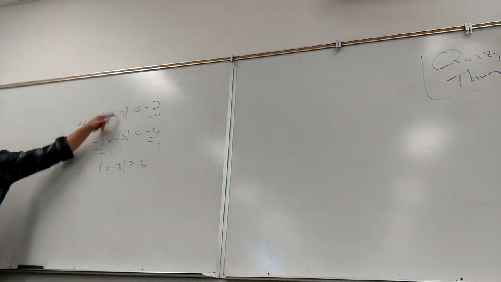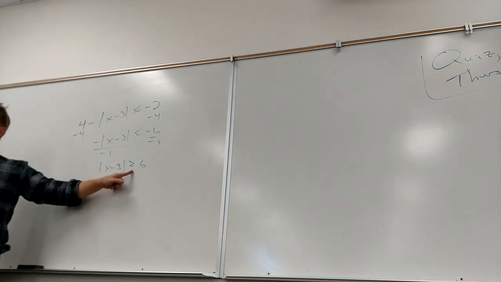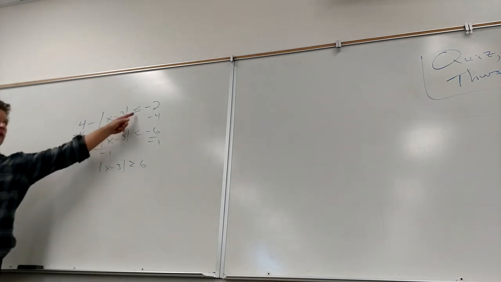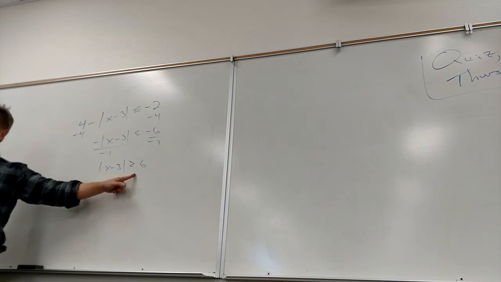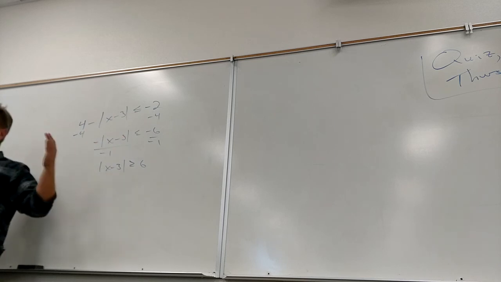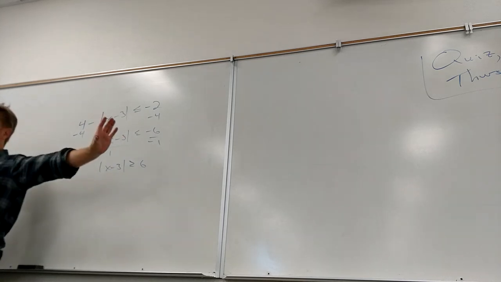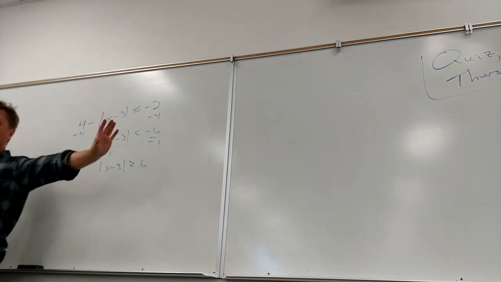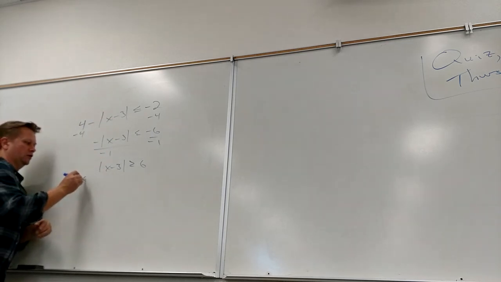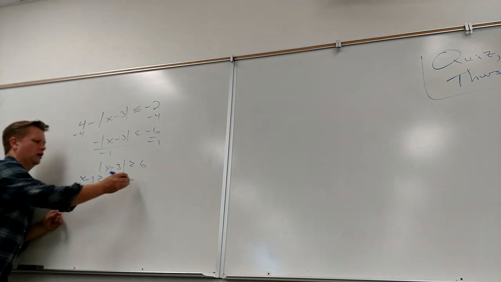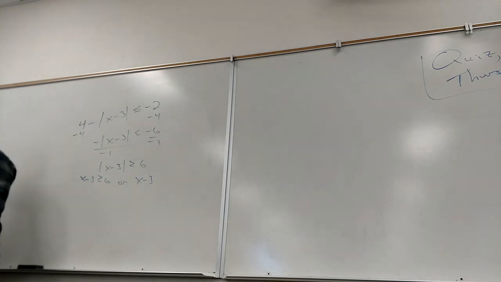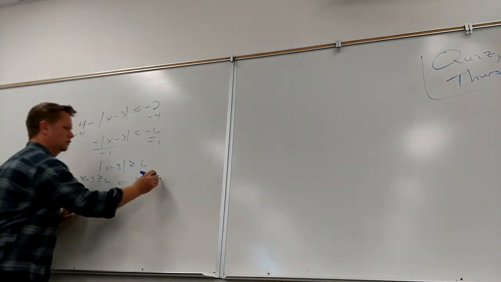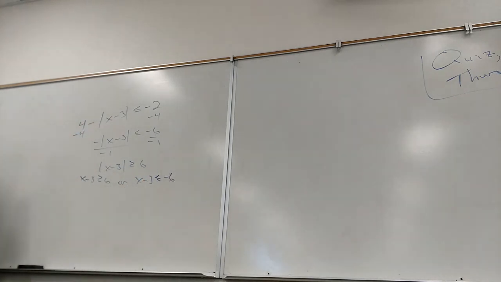That's why it's important to first get the absolute value by itself before you figure out what situation you're in. I'm not in a less than situation, am I? I'm in a greater than. So is this going to be stay close to me, or is it going to be stay far away from me? Stay far away from me. So either I need this number to be greater than or equal to 6, or I need this number to be less than or equal to -6.